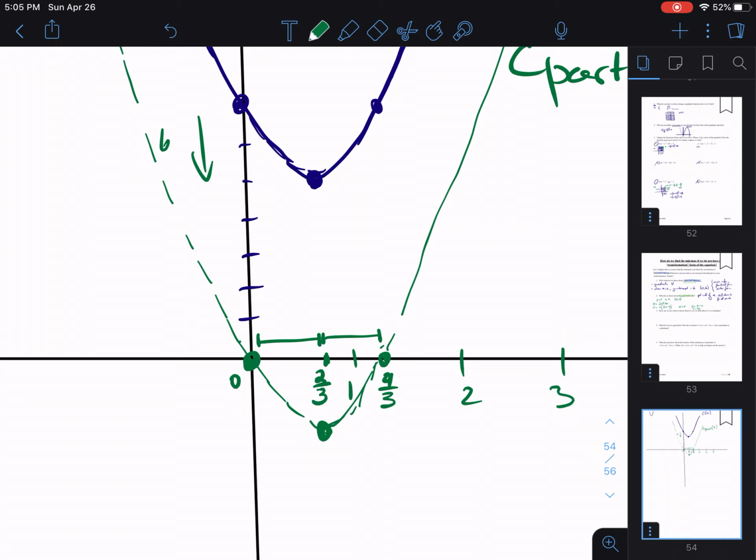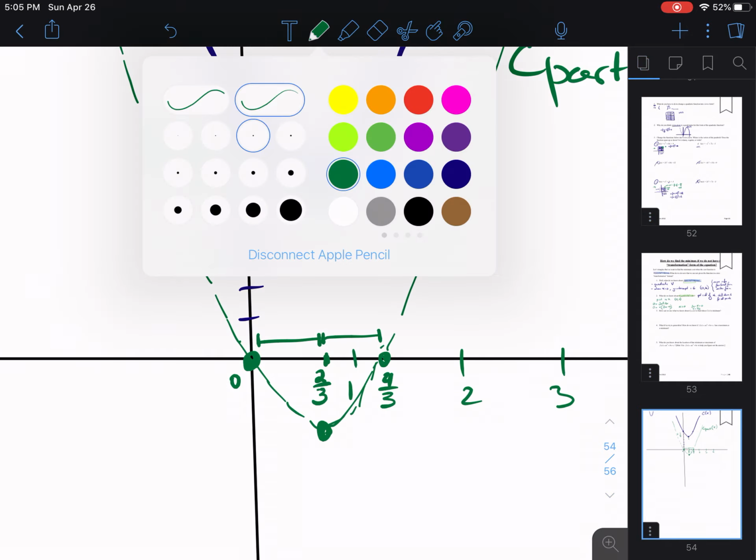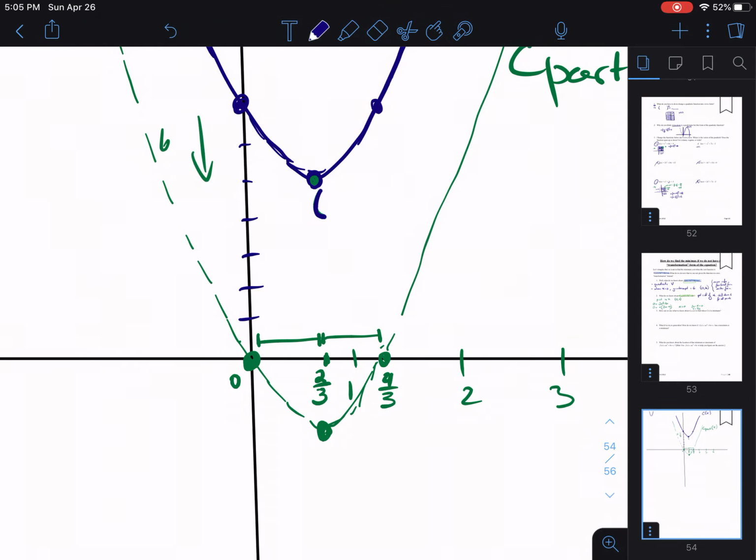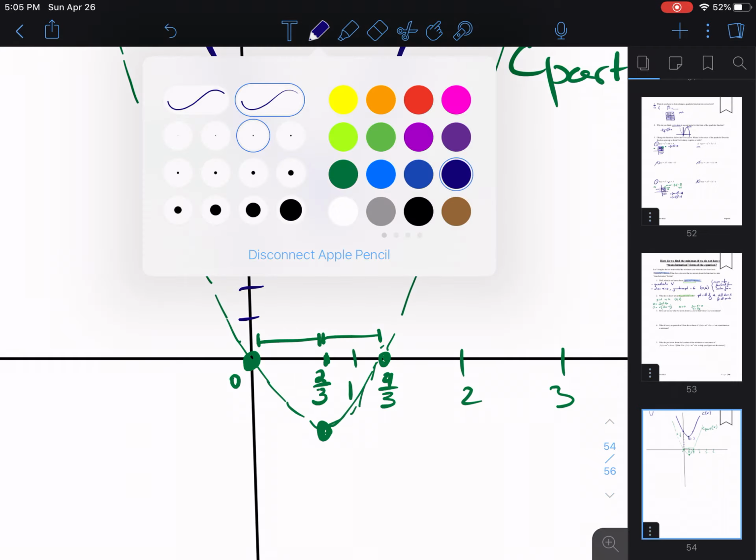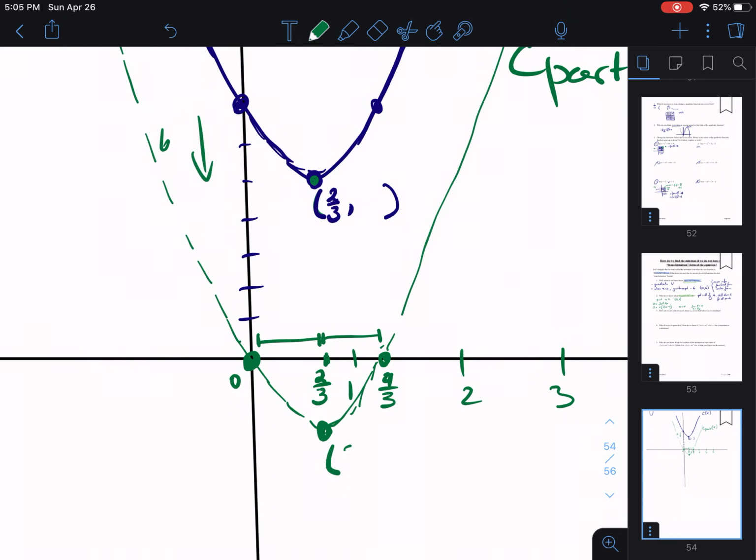Oh, interesting. So this vertex is also going to be at 2/3. I don't know what the value of that's going to be. We can figure that out too, right? So this vertex is at 2/3. Can we figure out the value of this?